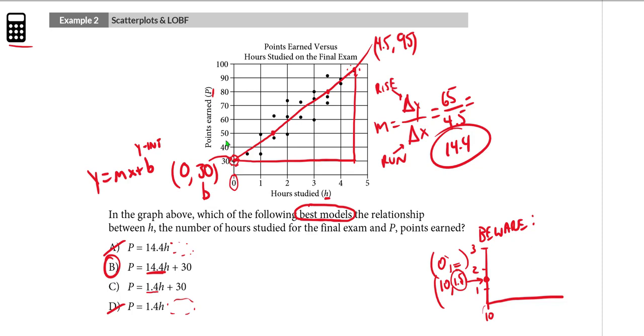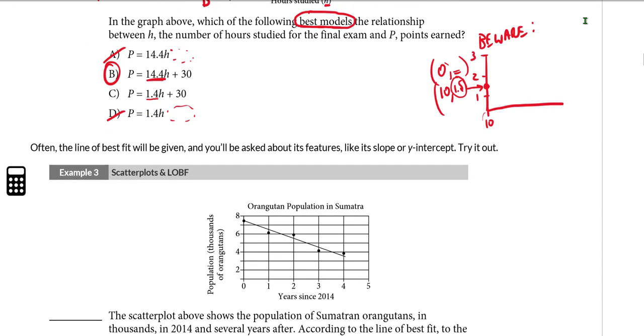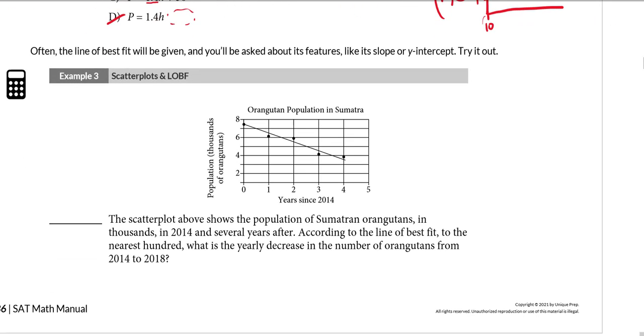Note that our y-axis does not actually go to 0. This point here is not the origin. This point is 0 comma 20. So you just got to make sure that you're paying attention to your axis scales and whether or not you're actually looking at the origin over here in the bottom left-hand corner of your graph. Just be careful. In example 3 at the bottom of the page, we have another line of best fit question.